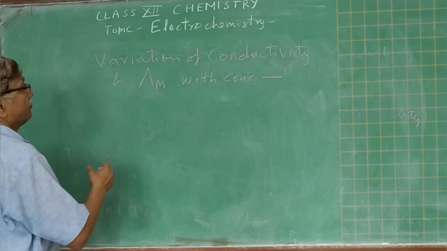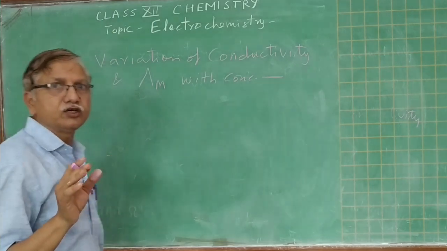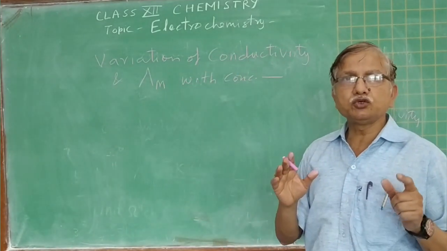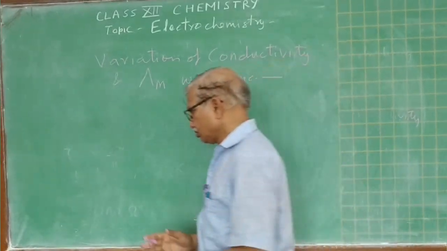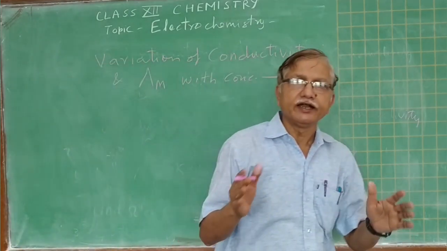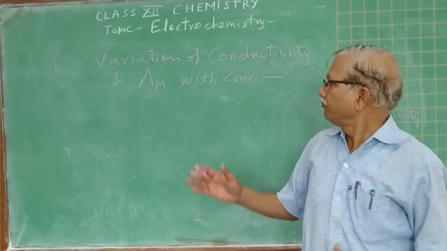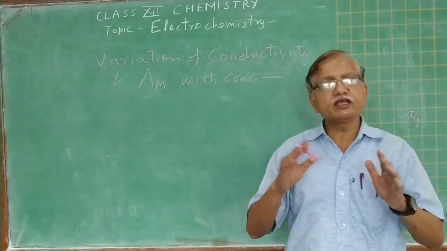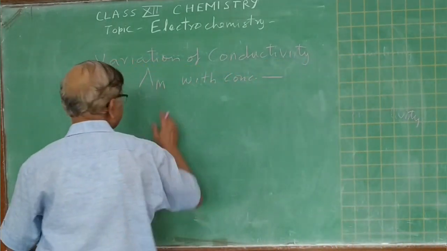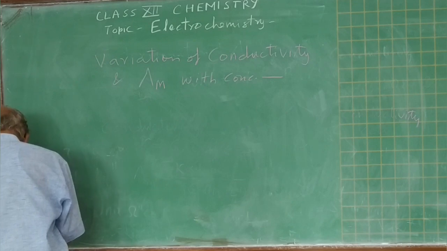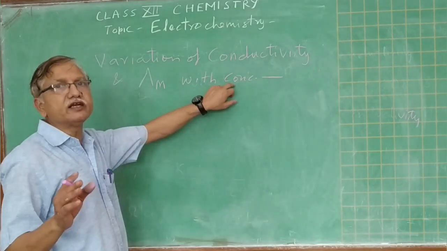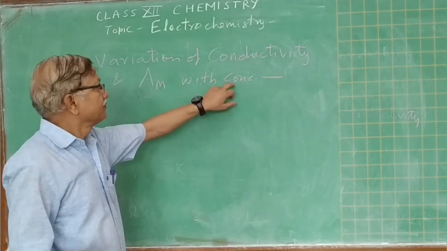For this, we have to take this into consideration. The conductivity of the solution is due to the number of ions. So as we decrease the concentration, conductivity decreases. But if we decrease concentration, molar conductivity increases. So both have an inverse relation. Conductivity is directly proportional to the concentration, and molar conductivity is inversely related with the concentration.